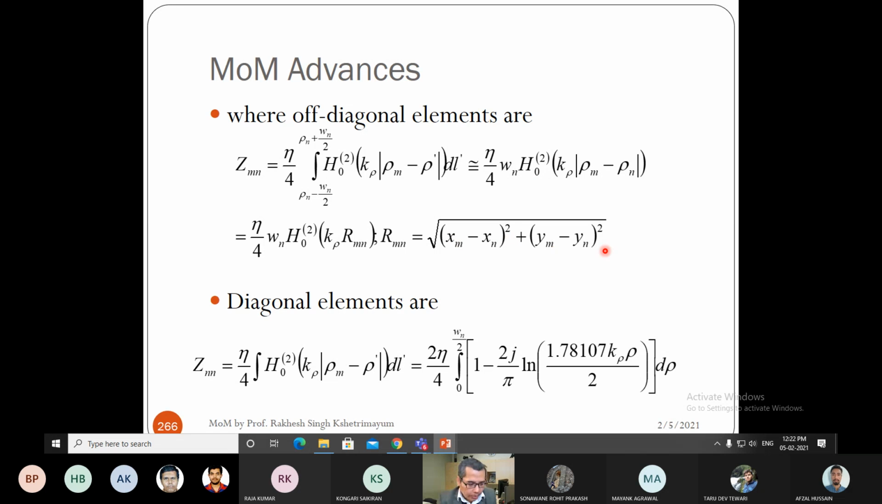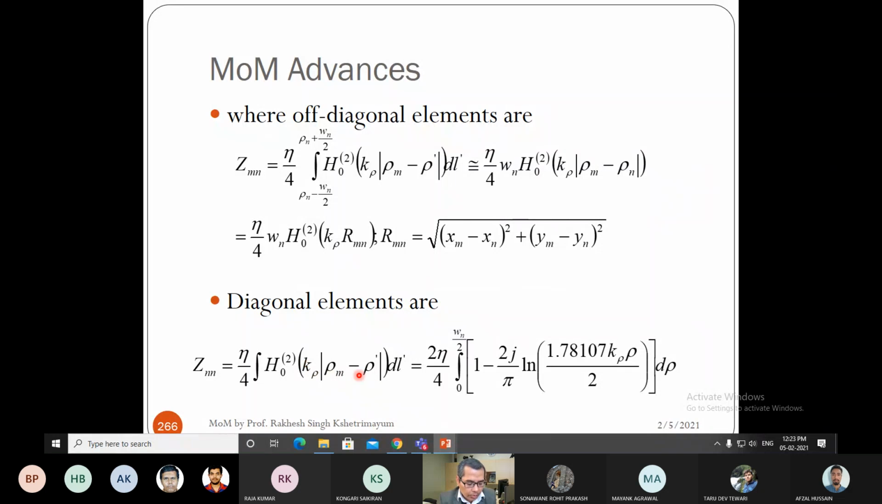For the diagonal elements, I cannot use this because rho m and rho dash are at the same location. So I cannot use this. I need to do direct integration. In that case, Zmn diagonal elements are eta by 4 integral of H0(2)(k|rho m minus rho dash|) dl dash. Here, since the source and observation are within the same cell, rho m minus rho dash is very small.